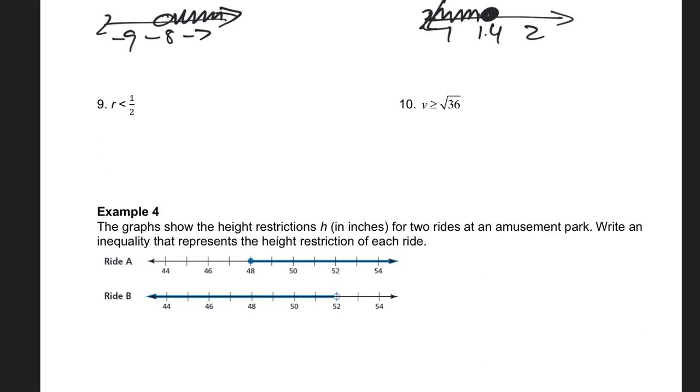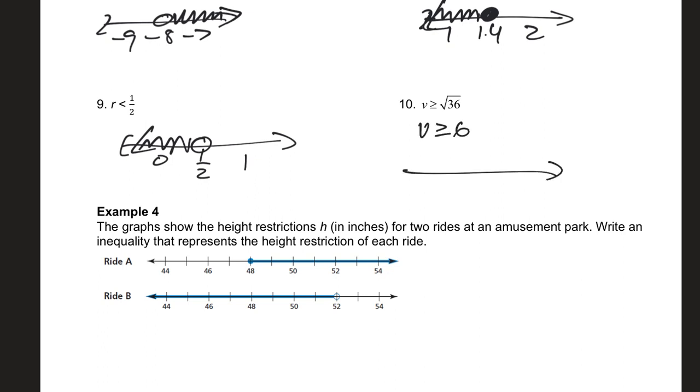All right, let's look at number 9. I'm going to have 1/2, then 1, and then maybe 0. This is going to be an open circle shaded to the left. And then number 10, the square root of 36 means this is really x greater than or equal to 6. So let's go ahead and do our number line. 6 and 7 and 5 are my number line. A closed circle shaded to the right.